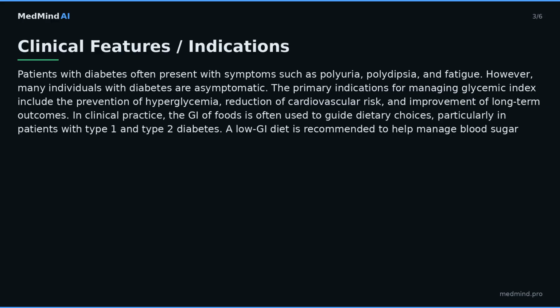Clinical features/indications. Patients with diabetes often present with symptoms such as polyuria, polydipsia, and fatigue. However, many individuals with diabetes are asymptomatic. The primary indications for managing glycemic index include the prevention of hyperglycemia, reduction of cardiovascular risk, and improvement of long-term outcomes. In clinical practice, the GI of foods is often used to guide dietary choices, particularly in patients with type 1 and type 2 diabetes. A low GI diet is recommended to help manage blood sugar levels and reduce the risk of complications.